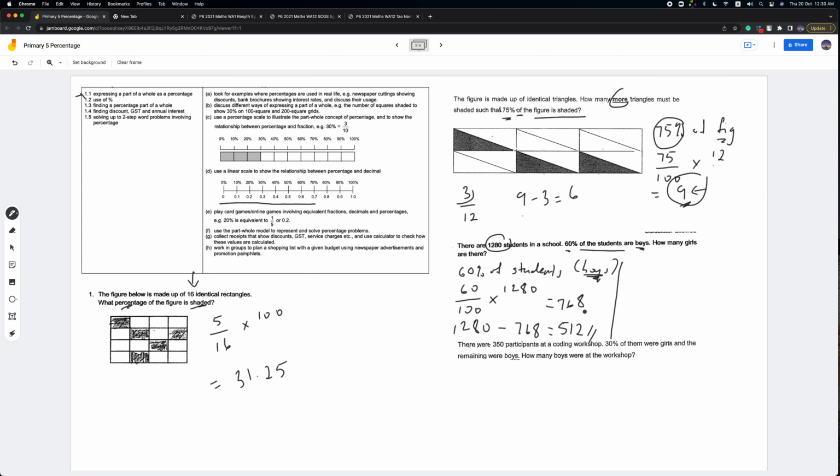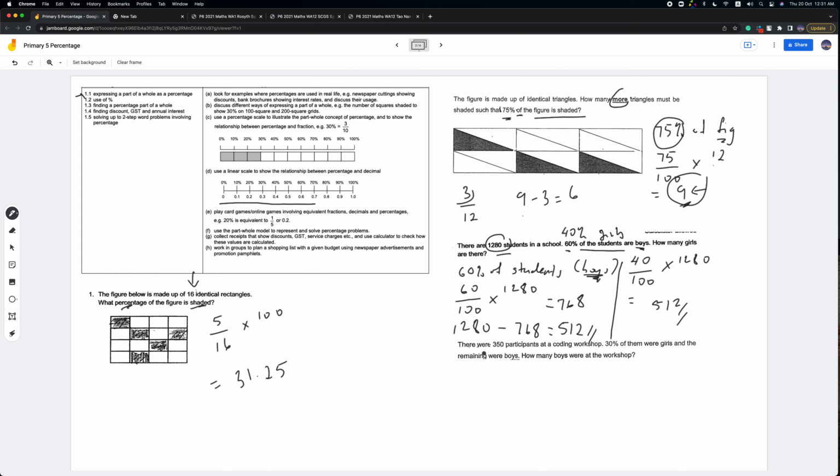The other method is you subtract from the percentage first. Since 60% are boys, we know 40% are girls. Okay, 40% are girls. And then we do the English to maths. Okay, 40% is 40 over 100. Of is times, and the students is 1,280. Okay, just to make sure we did not make any mistake, I will do the full calculation. And yes, we get the same number, 512.